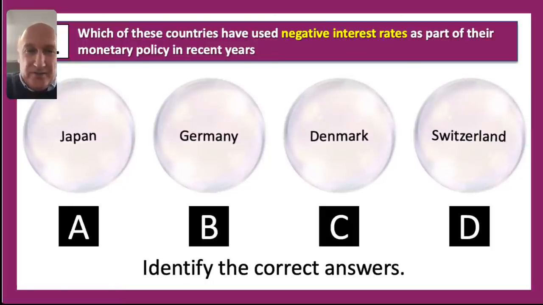Okay, Japan, Germany, Denmark, Switzerland. That would be quite a hard qualifying group if it was the World Cup. Which of these countries have used negative interest rates as part of their monetary policy? What do we think? The answers are flying through. I'll try and pick out some.